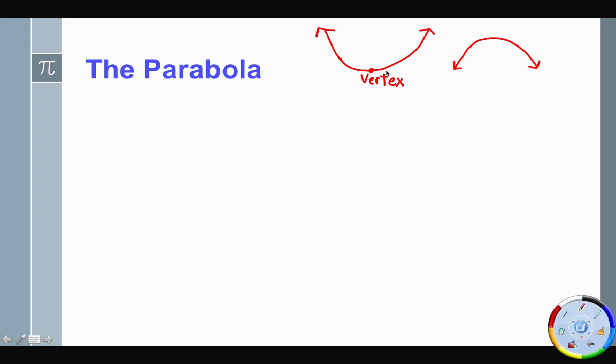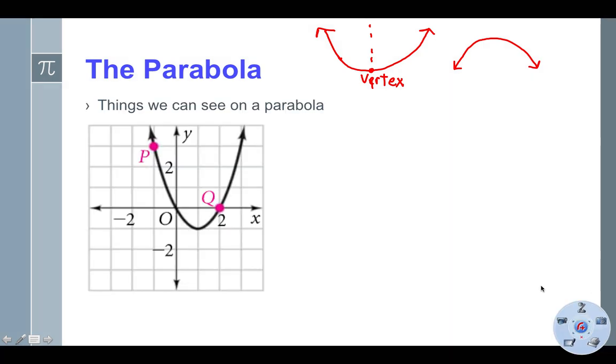Which means the things on the right-hand side are exactly the same as the things on the left side of the vertex. Now, we actually have this axis of symmetry, which is that whole idea that something is the same on either side. So, what can we do? Things we can see on this parabola.